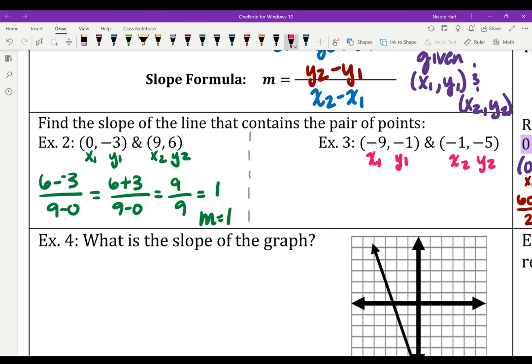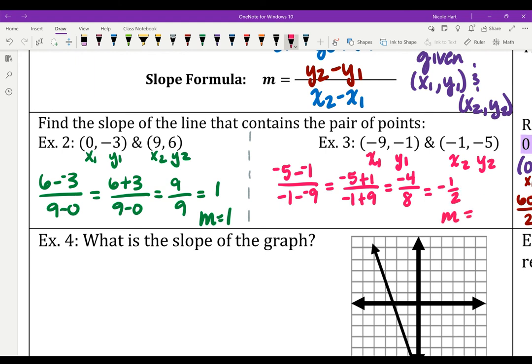So again, we're going to plug this into our formula. Negative 5 minus a negative 1 over negative 1 minus a negative 9. When we take those subtractions with a negative, that's going to turn into negative 5 plus 1 and negative 1 plus 9. Negative 5 plus 1 is negative 4, and negative 1 plus 9 gives us 8. When we reduce this, it reduces to negative 1/2. So our slope is negative 1/2.